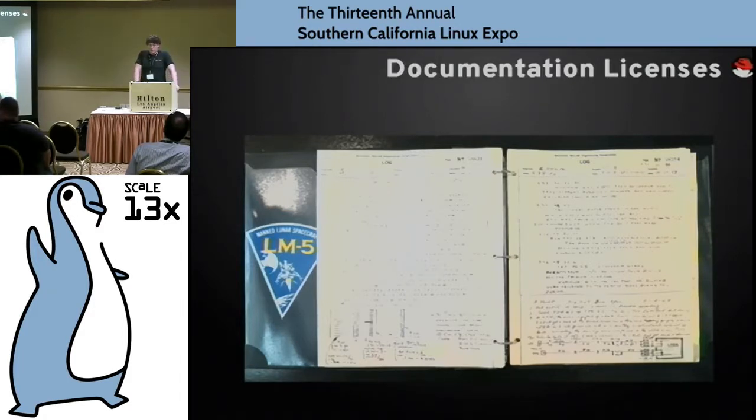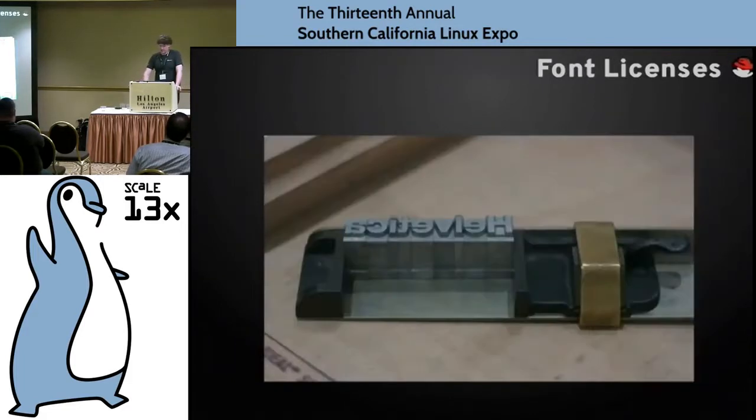But there is the GNU Free Documentation License, which is specifically written for that. Debian uses that quite a bit. There's also Creative Commons licenses, which I'll talk about in a little bit, and the Open Publication License.